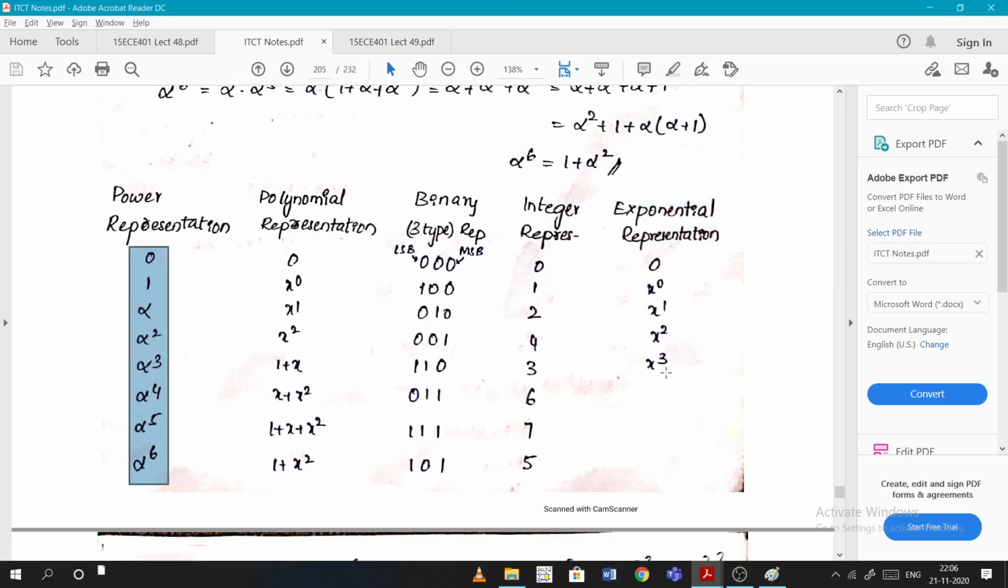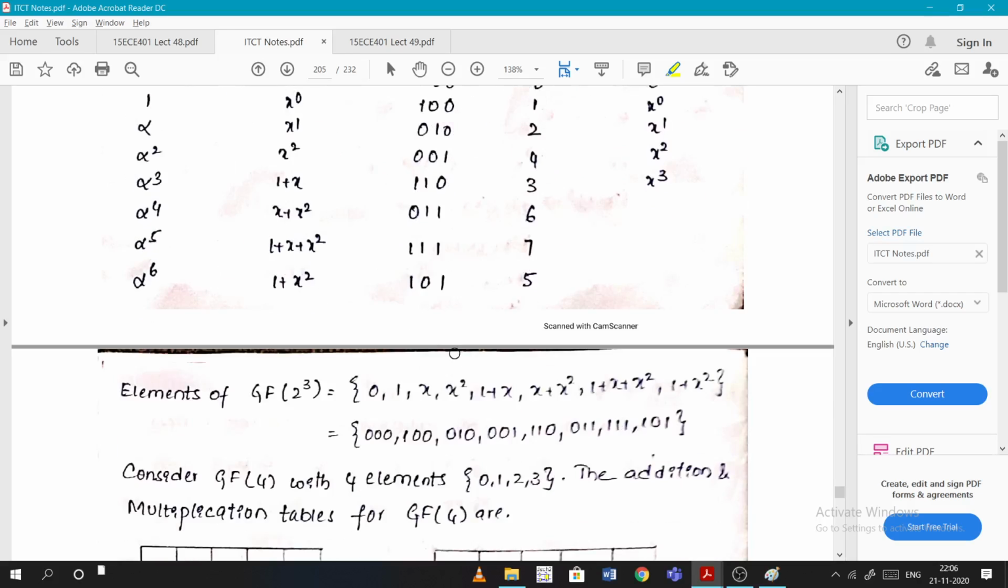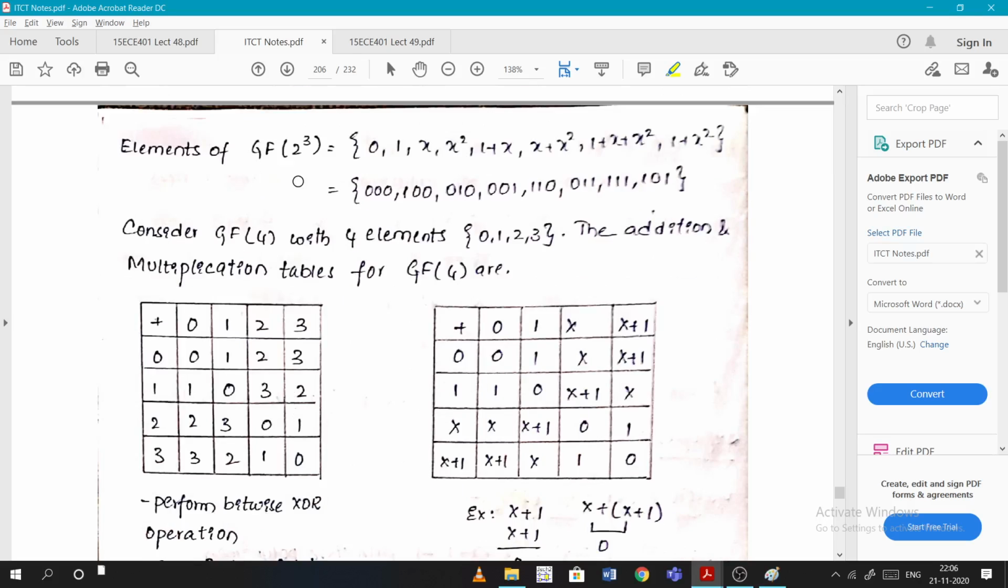Only we directly write it. That means 1 is in terms of x power 0, alpha is x power 1, alpha square is x square, directly substituting x in it. Alpha cube is x cube. Here we need to write all this: alpha power 4, x power 4, x power 5, x power 6. Here we didn't write, but we have to write here. Forgot to write. So this is how we got the elements.